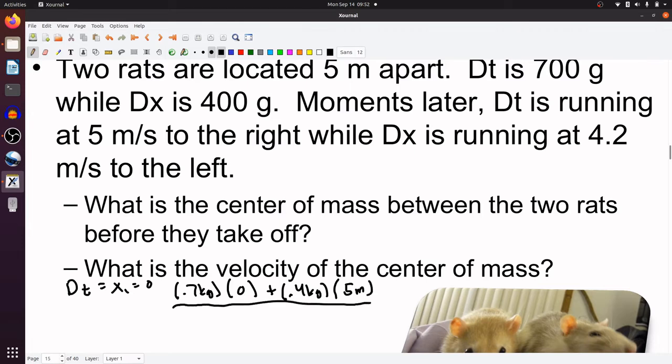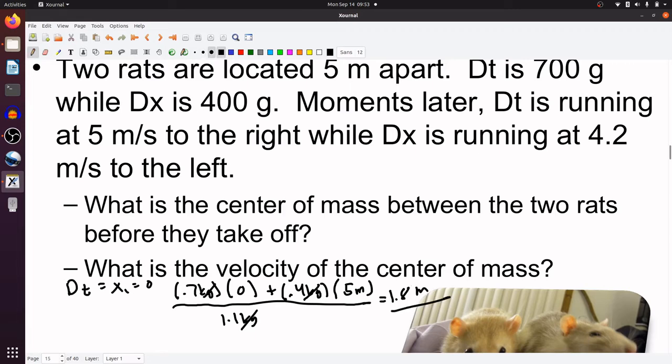Divided by the sum of both masses, so that's 1.1 kilograms. Kilograms cancels. Well, that wouldn't matter because that one's 0. So I'm going to take 0.4 times 5 and divide that by 1.1, and it gets 1.8 meters, which is closer to dt, because dt is larger.